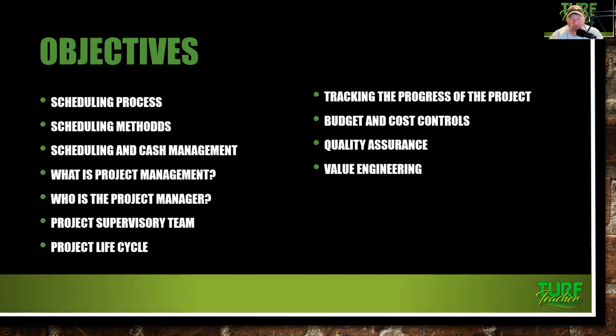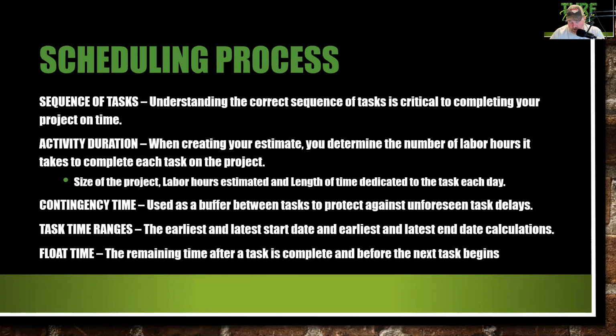Our objectives, we're going to talk about the scheduling process. We're going to talk about scheduling methods, scheduling and cash management. We all want to know when we're going to get that money, right? You've got to schedule for it. What is project management? Who is the project manager? Who is your project supervisory team? What is the project life cycle? Tracking the progress of the project, budgeting and cost controls, quality assurance, and value engineering are the objectives for Chapter 10.